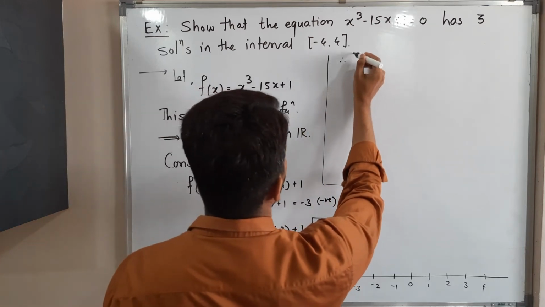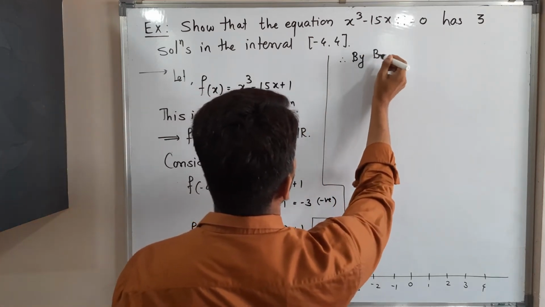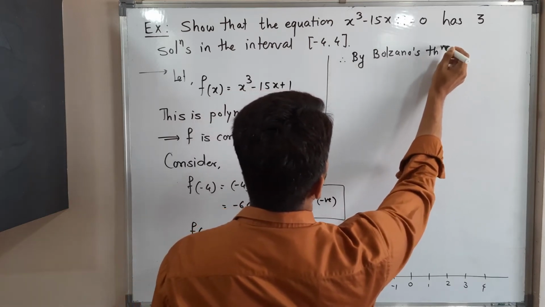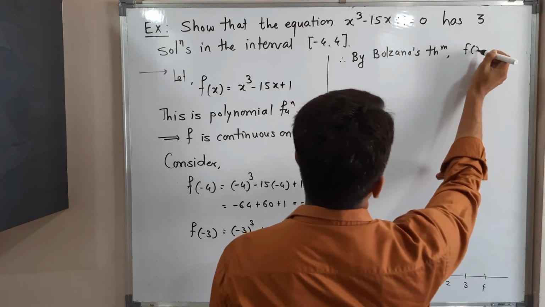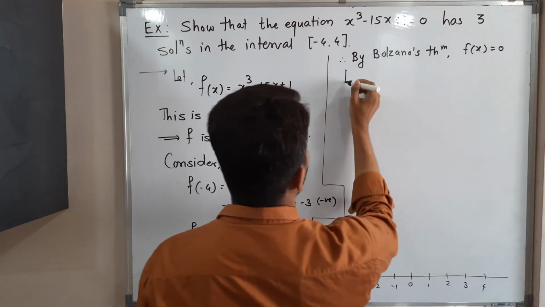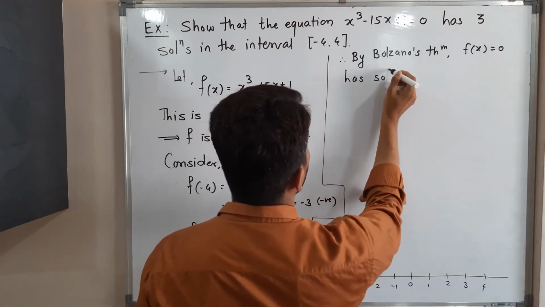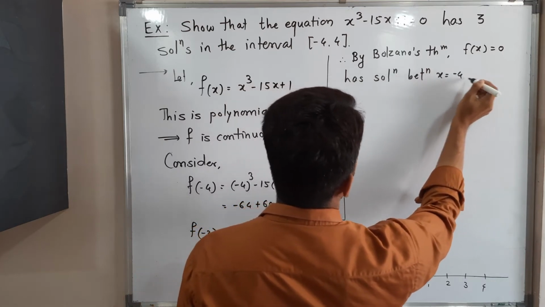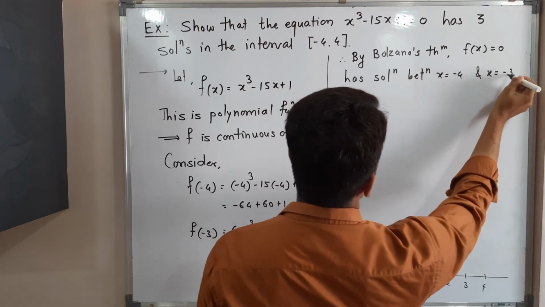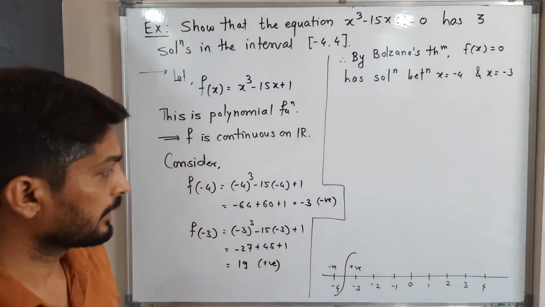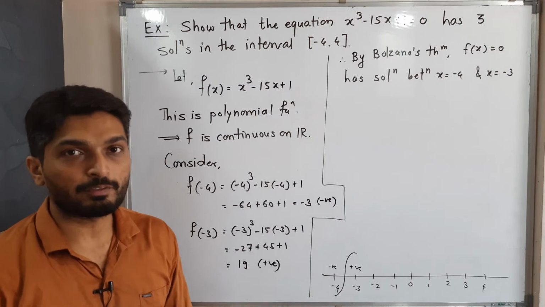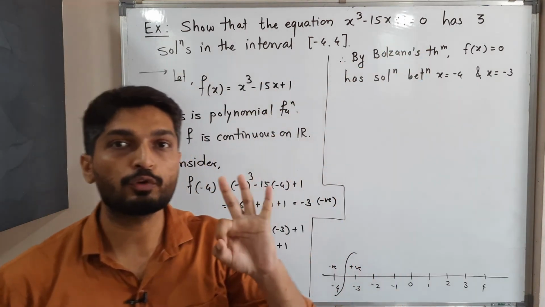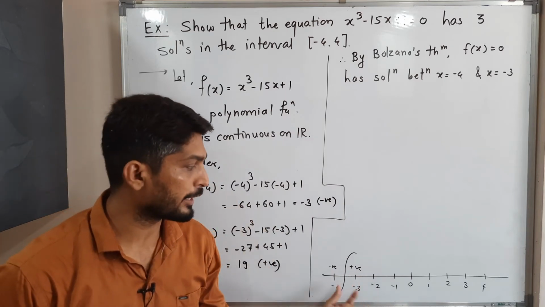Therefore, by Bolzano's theorem, f of x is equal to 0 has a solution between x is equal to minus 4 and x is equal to minus 3. Okay, so let us go further. Between these two we got one solution. How many solutions do we want? We want 3 solutions. So out of them I got one solution here between minus 4 and minus 3.